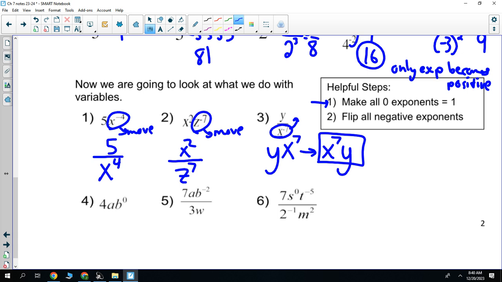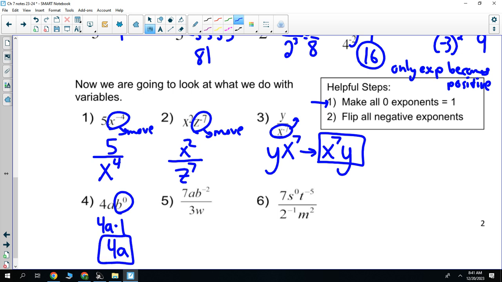Okay. On number 4, I do have a 0 exponent. So the only thing that's going to become 1 is the b to the 0, because the 0 power is not going to the a or the 4. So this thing turns into 1, and when there's no symbol, it means multiply. So this is really 4a times 1, and 4a times 1 is 4a. There's no more 0 exponents. There's no more negative exponents. This is my final answer.